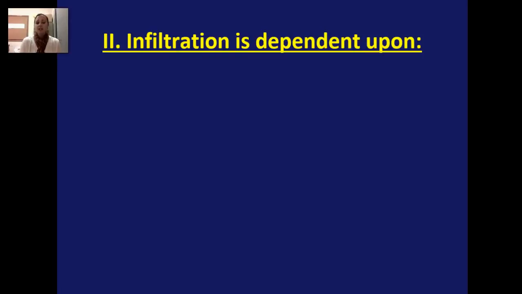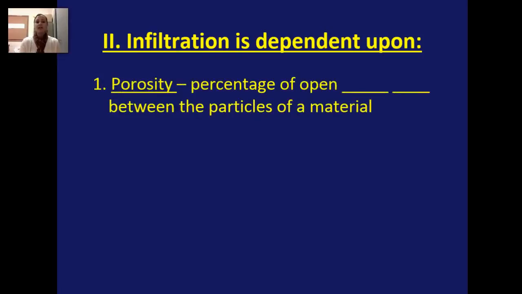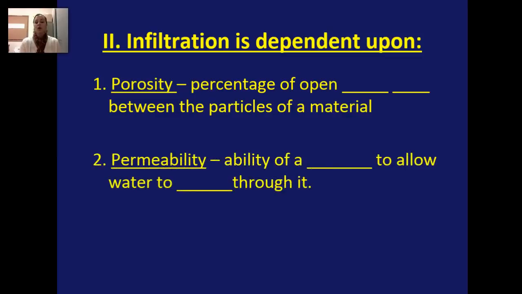Now, infiltration is dependent upon a few characteristics of our Earth. First, we're going to look at something called porosity. Porosity is the percentage of open space or pore space between particles of a material. You may have heard the word pore before on your face. The little holes are pores. So pores are little holes. And when you have dirt and a material of the Earth, there's some pores or spaces in between those particles, and that's what we call porosity, the percentage of the open spaces.